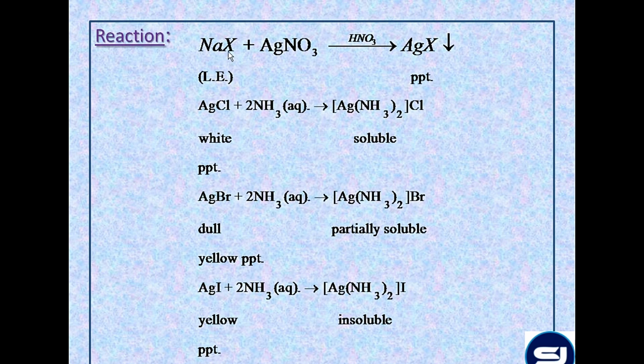And the reaction is quite simple. Sodium halide reacts with silver nitrate in presence of HNO3 to form a silver halide PPT. If it is the white PPT of AgCl, it dissolves in aqueous ammonia, giving a complex of [Ag(NH3)2]Cl. Obviously, the solubility is due to the formation of this stable complex. AgBr will react with ammonia to form a partially soluble complex of [Ag(NH3)2]Br. And AgI, the yellow PPT, is insoluble because the complex is not that stable of [Ag(NH3)2]I.